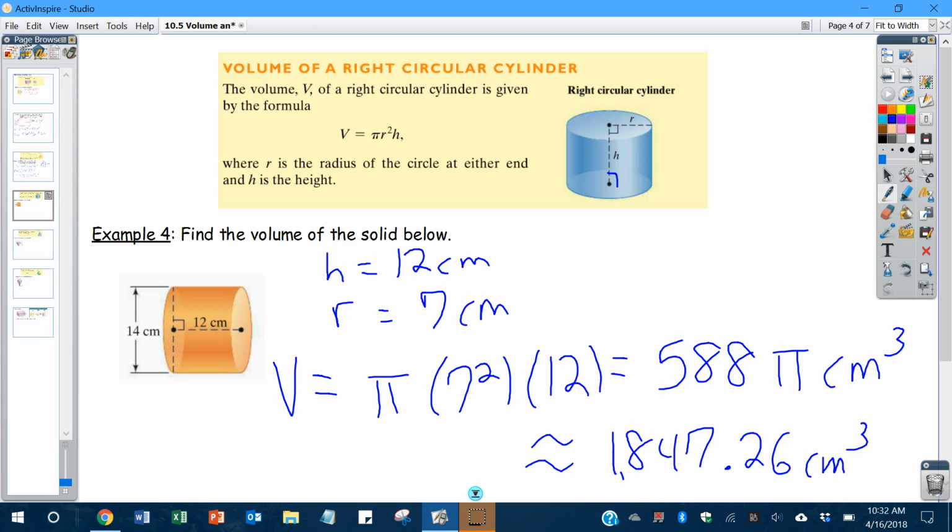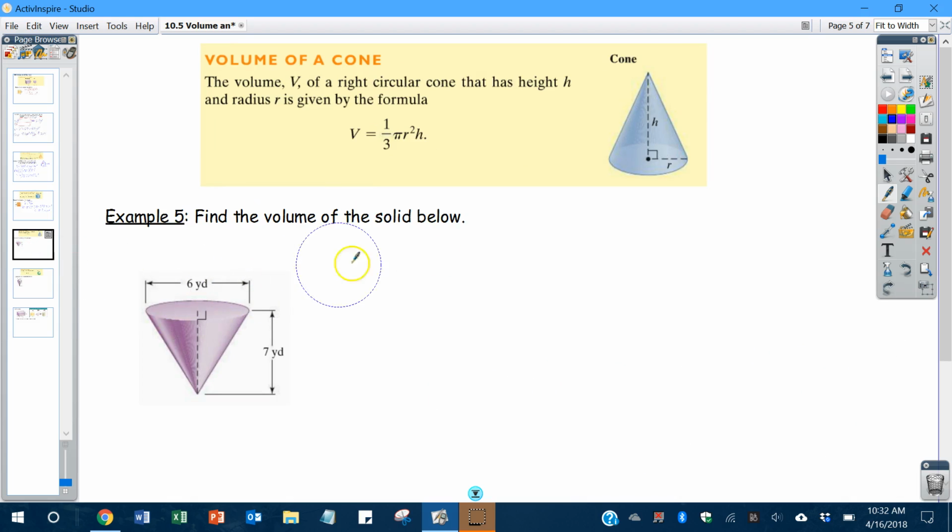And that's the approximate volume. So you can write it perfectly without rounding pi to 3.14 or something like that, or you could find the approximate thing by converting it to a number. So that's that. And then we have a cone.